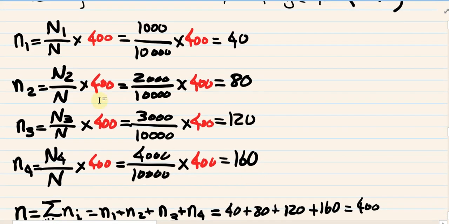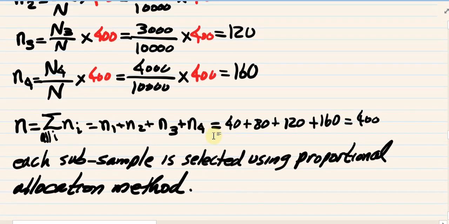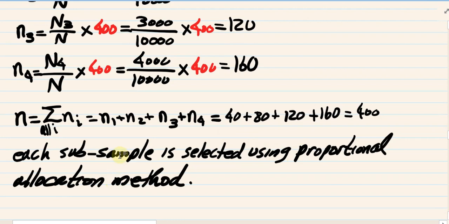This is what we did. A proportion means a fraction. There you go. This is a proportion. So each subgroup, the samples from each subgroup, is selected using proportional allocation method.